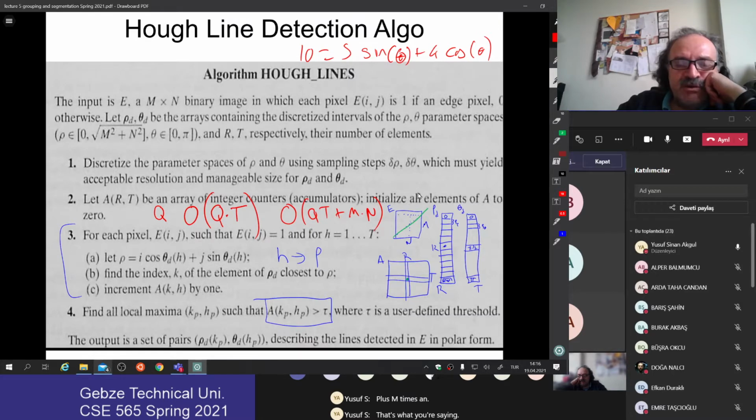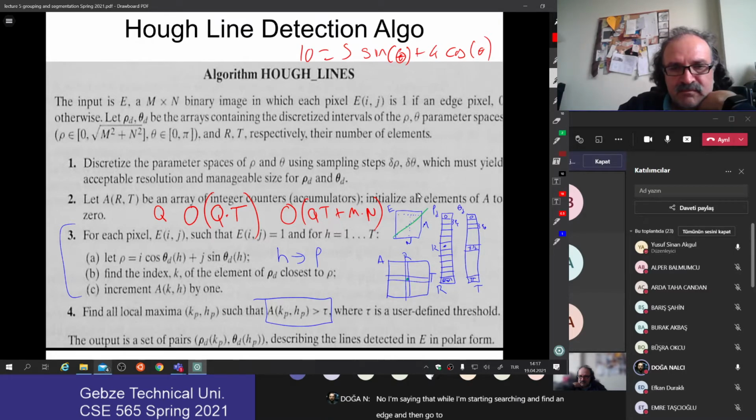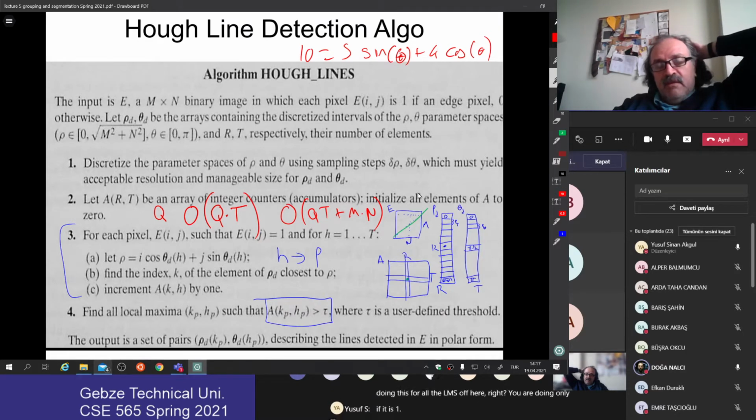So you are going to scan the whole image, M by N, and for each pixel that is 1, I need to run this. I am saying that I start searching and find an edge, then go to the T values, and then find the R value. But you are not doing this for all the elements of E, right? You are doing it only if it is one. Yes, now I understand exactly. Okay.